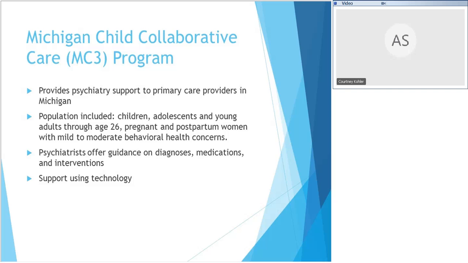So as I mentioned, the population for the MC3 program includes children, adolescents, young adults through age 26, pregnant and postpartum women, and all of them would have a mild to moderate behavioral health concern. The population also will include a woman who is contemplating pregnancy, and postpartum women are eligible until the child turns 1. So we're specifically trying to focus on those women who would have postpartum depression or potentially have postpartum depression where they wouldn't have any other resource.